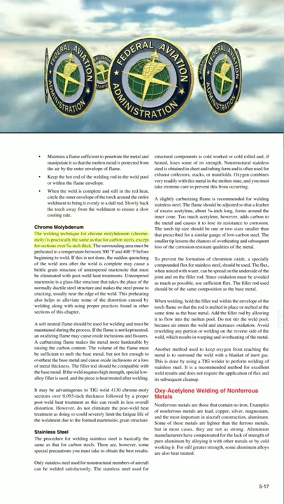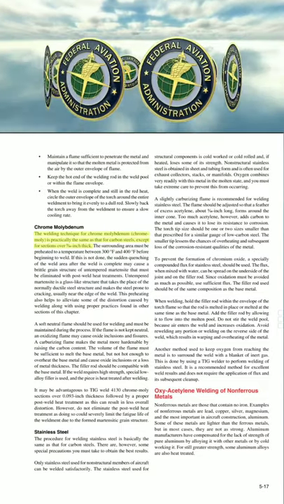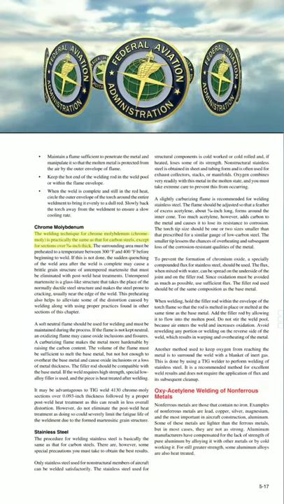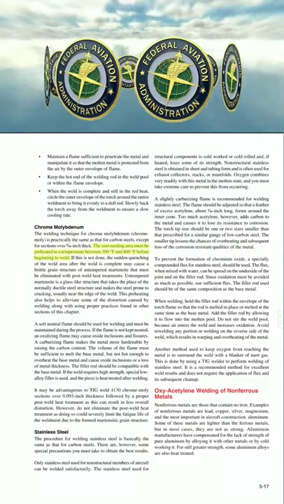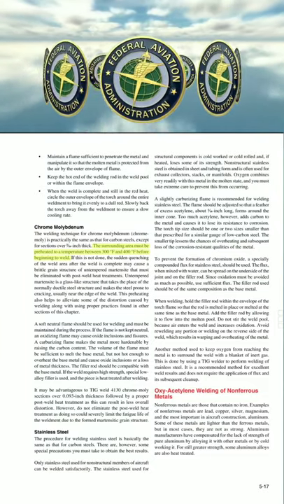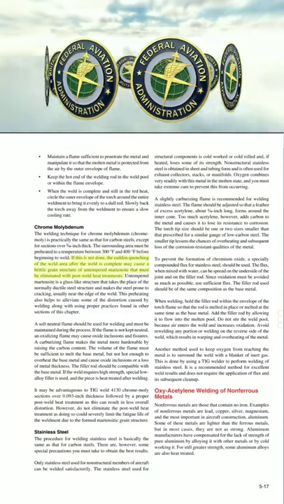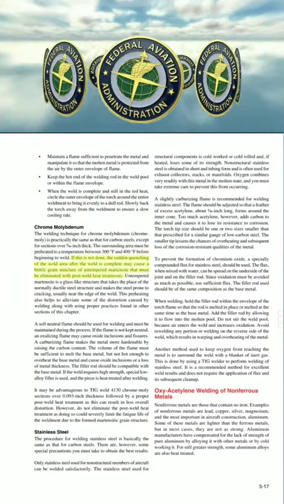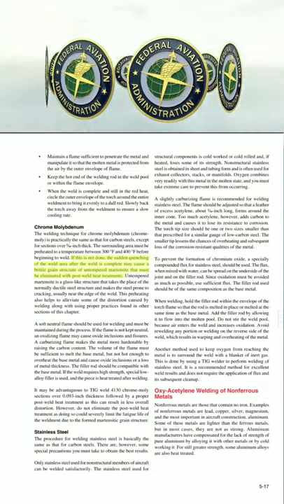Chrome molybdenum. The welding technique for chrome molybdenum, chromoly, is practically the same as that for carbon steels, except for sections over 3/16-inch thick. The surrounding area must be preheated to a temperature between 300 degrees F and 400 degrees F before beginning to weld. If this is not done, the sudden quenching of the weld area after the weld is complete may cause a brittle grain structure of untempered martensite that must be eliminated with post-weld heat treatments.